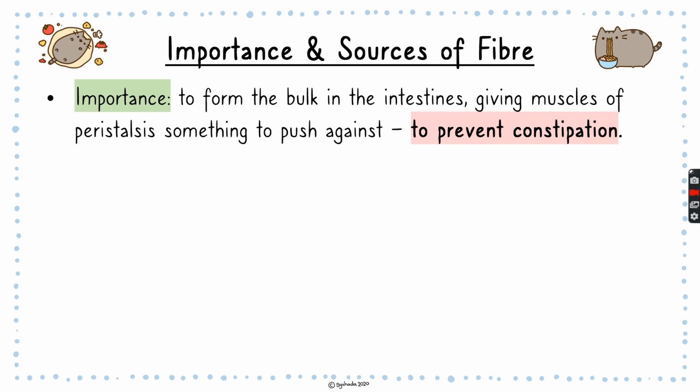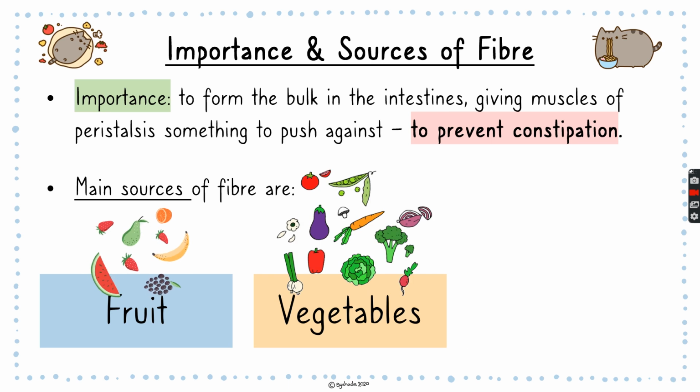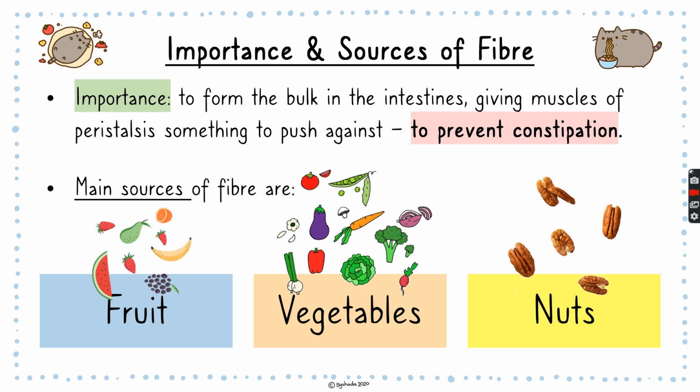Why do we need fiber in our diet? It's to form the bulk in the intestines. It gives the muscles of your intestines something to push against, and also helps to prevent constipation. The main sources of fiber are fruit, vegetables, and nuts.